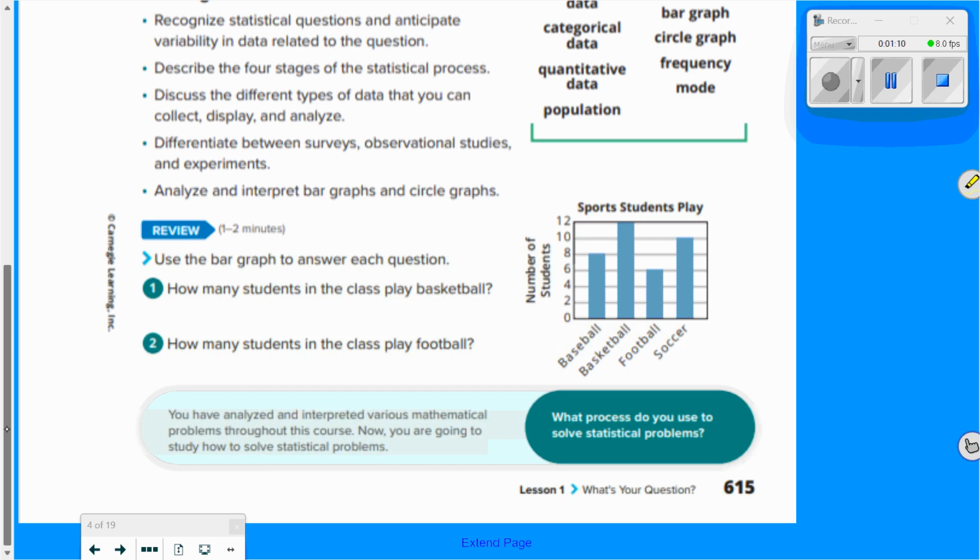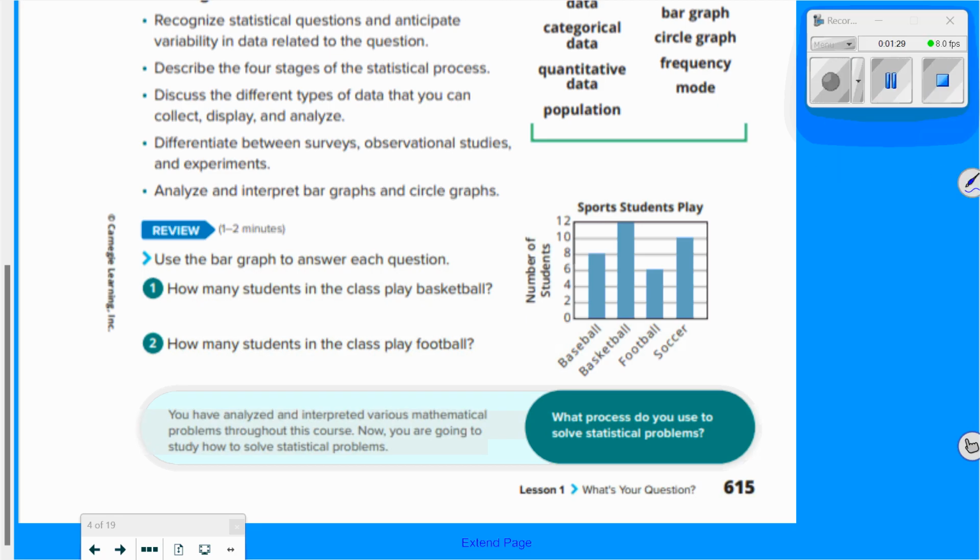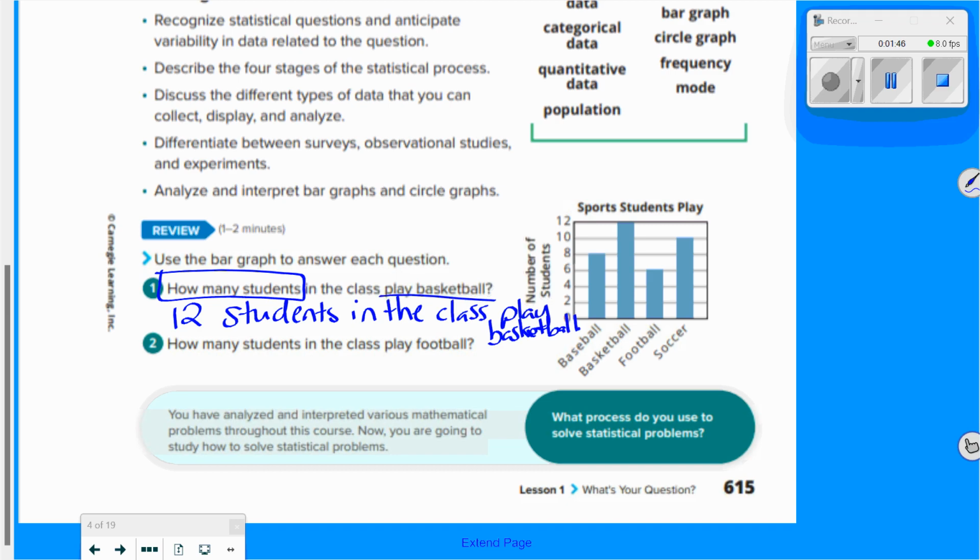We do want you to be able to at least use a bar graph, so we're going to do a quick review on bar graphs. We're going to give you 2 minutes to figure out these couple questions. How many students in the class play basketball? 12 students in the class play basketball. All right, how many students in the class play football?